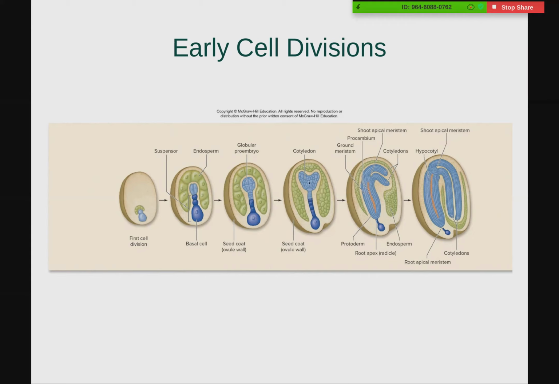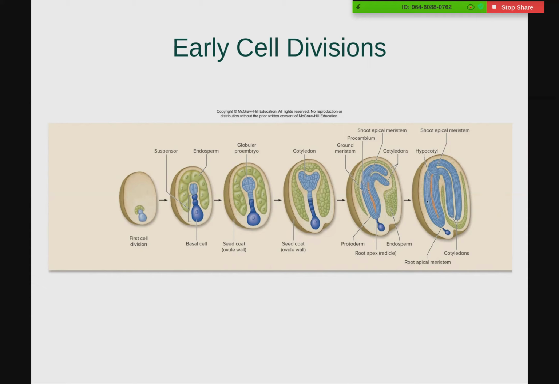Then we have the cotyledon start to develop over time. And again, nothing has much changed outside of the development of the cotyledon. And then we have the cotyledons fully developed, giving it sort of like a peace sign shape. Then we have the development of a couple different things. So we have the ground meristem starting to develop. Then we have the procambium starting to develop, the protoderm being down here. Then we have the root apex, which is also called the radicle, developing here. And then we have the shoot apical meristem down in here.